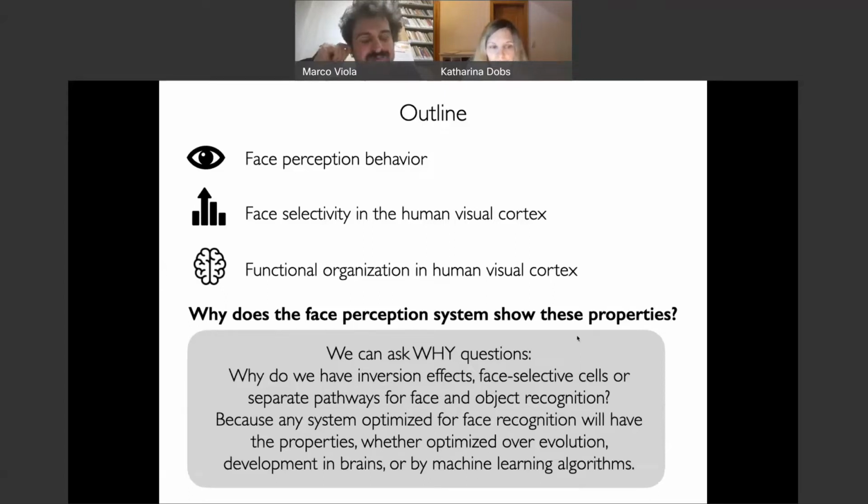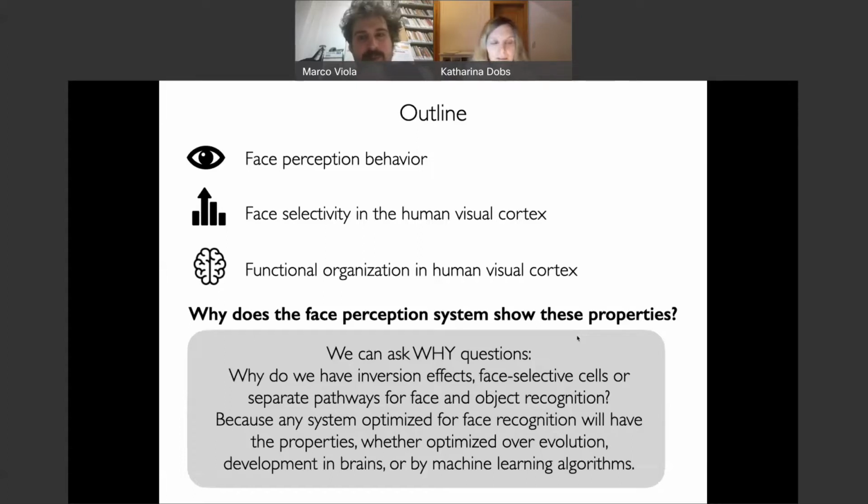So up to now, most of the work in cognitive science and neuroscience of face perception has been purely descriptive. So we simply describe the system and how it behaves, but we don't explain why it might have those properties and why it works that way. But I will argue today that artificial visual systems enable us to do something new and exciting. We can ask why the system has those properties. Why do we have inversion effects or face-selective cells? Or separate pathways in the brain for face and object recognition.